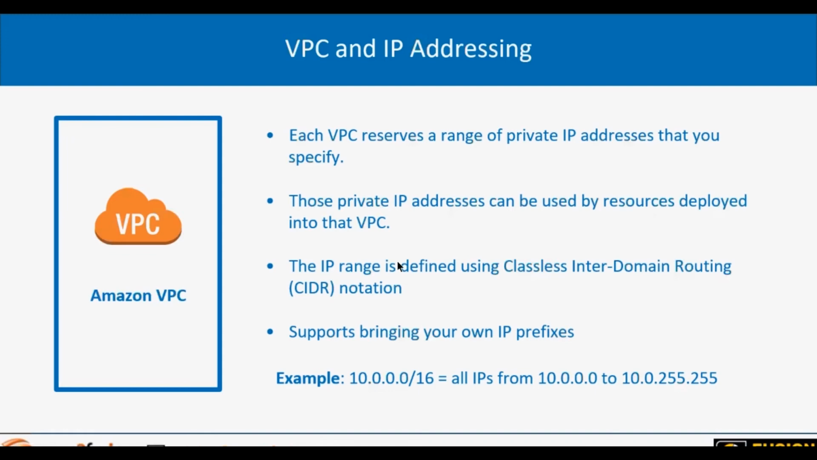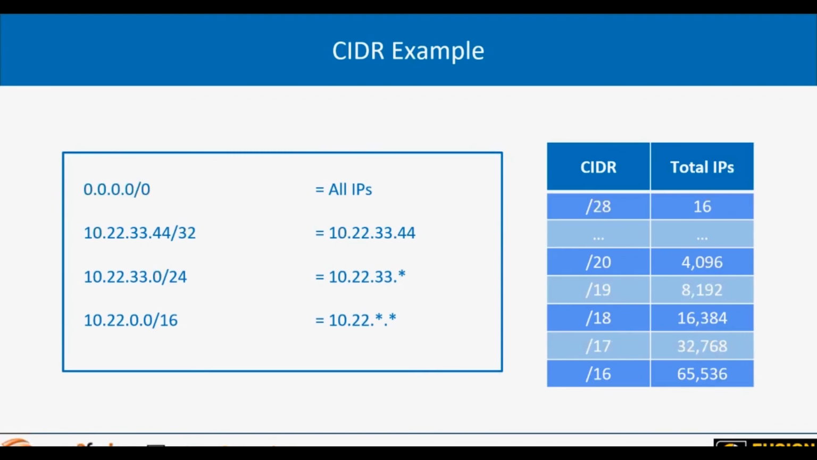Okay. So for example, if you provide some CIDR notation like 10.0.0.0/16, that means in this IP address range, these many IPs are included. That means the IPs are from 10.0.0.0 to 10.0.0.255. These many IP addresses are associated with this /16 CIDR notation. Like this, you have to create a subnet. We'll see what is subnet and all. So this is the CIDR example.